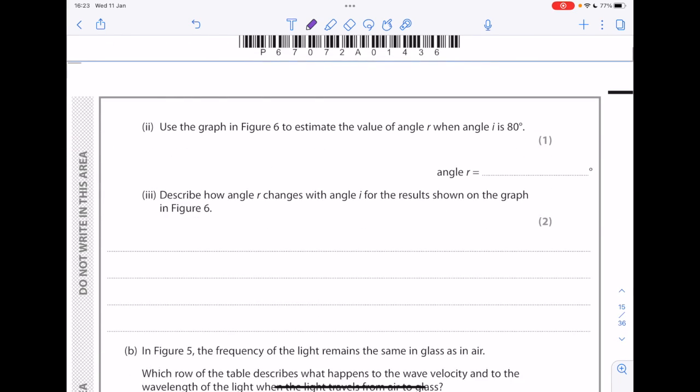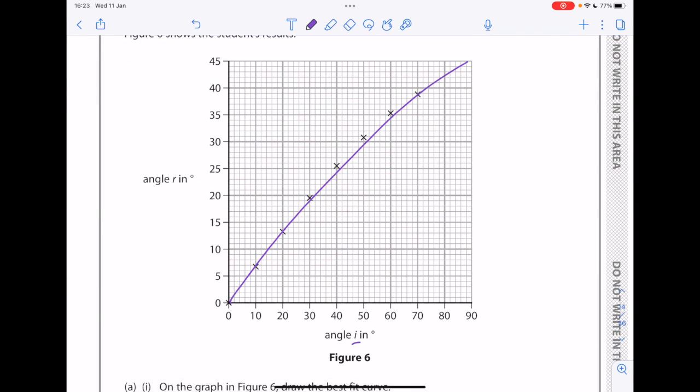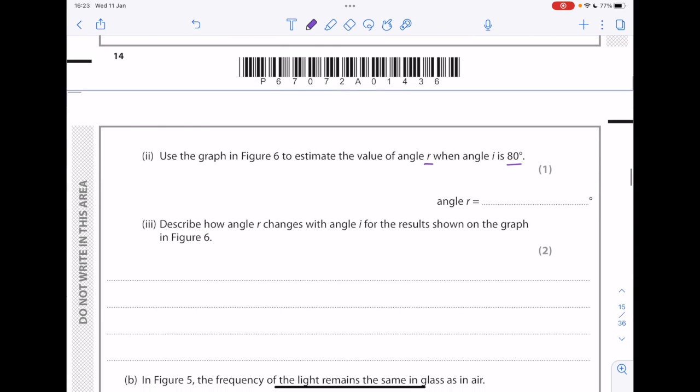Use the graph in figure 6 to estimate the value of angle R when the angle of incidence is 80 degrees. So here's our angle of incidence being 80 degrees. And then read across the y-axis to get around 42 degrees.